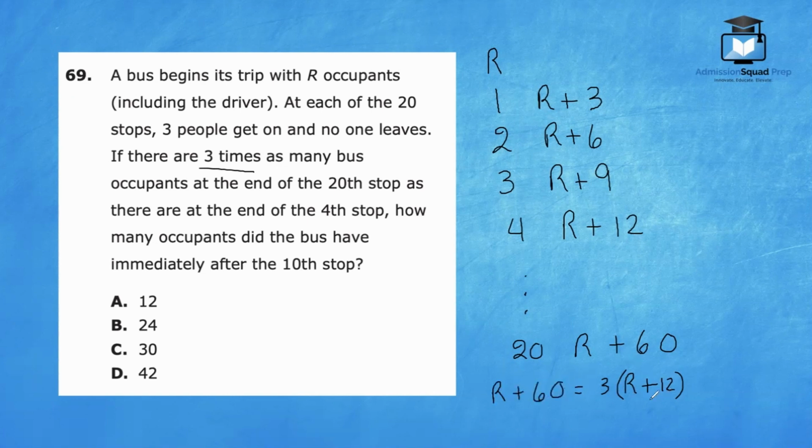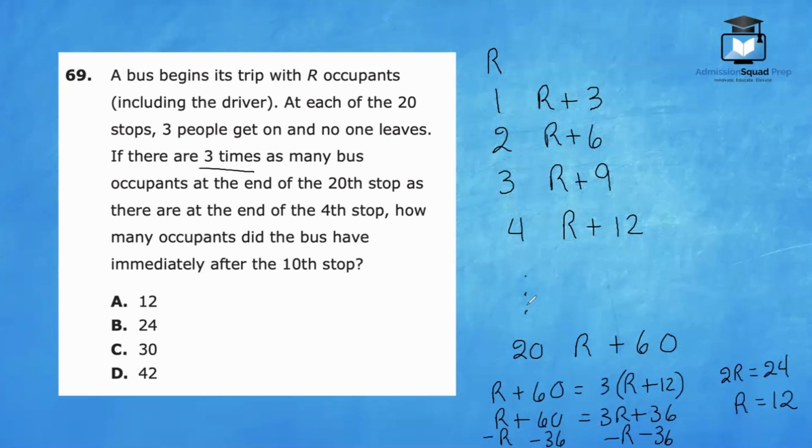So this is the equation that we will need to solve. R plus 60 equals 3R plus 36. When we subtract R on both sides and subtract 36 on both sides, we are left with 2R equals 24. So R equals 12. Now that is the amount that the bus started off with.